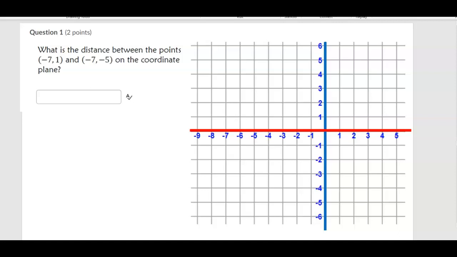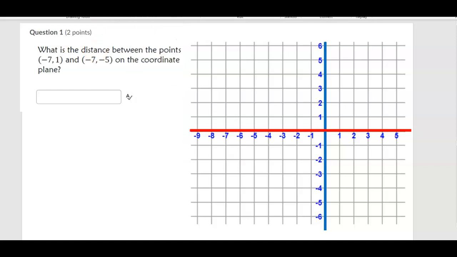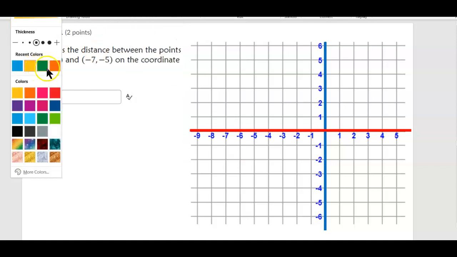Well, I'm going to show you a method that I would like you to use, and then we'll explain why this method works thereafter. Let's first identify the x's and the y's. We'll identify the y's with blue and the x's with red. Let's start with the x's.